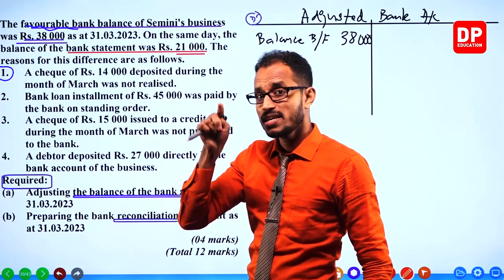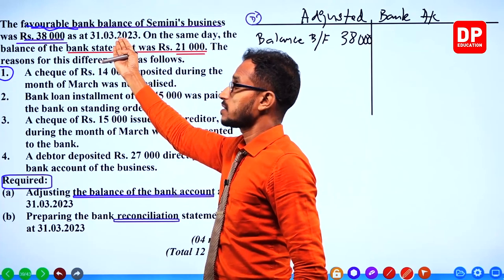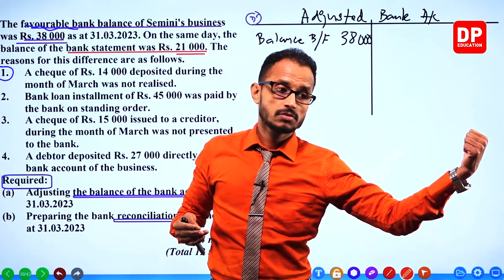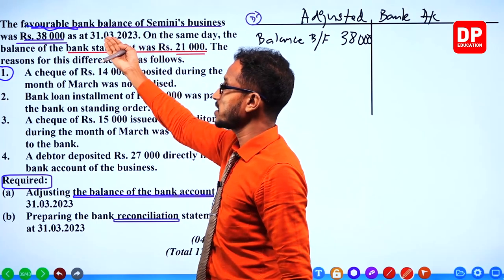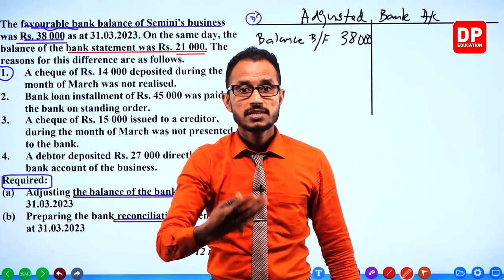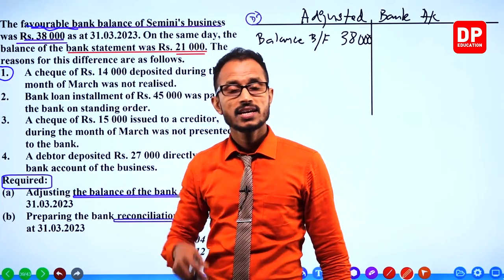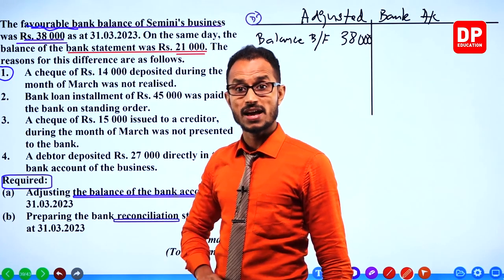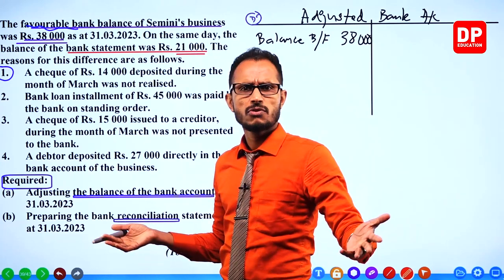So it is not in the bank account, but it is already recorded in Semini's business bank book. It's not yet realized by the bank. But she herself deposited it, so she knows that this 14,000 is going to the account. She has entered it in her business bank book. It doesn't go to the adjusted bank account. What for? It's already there.